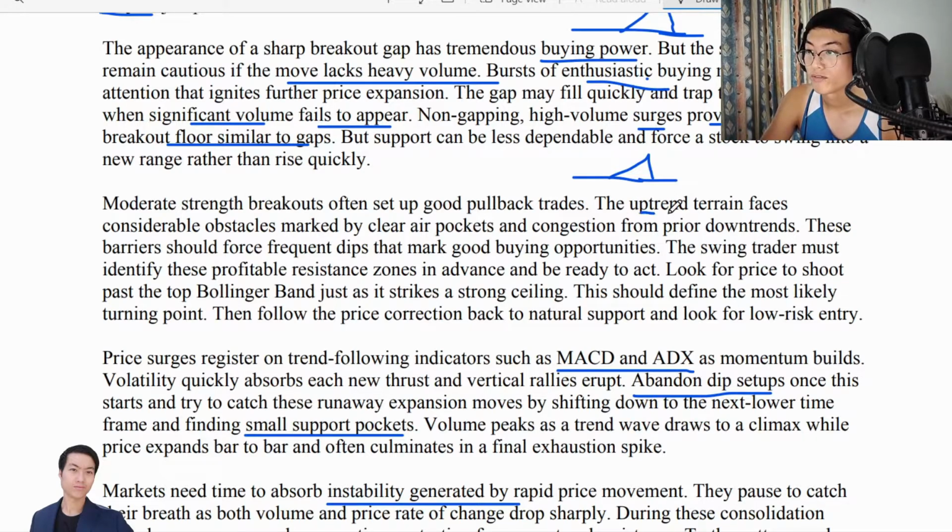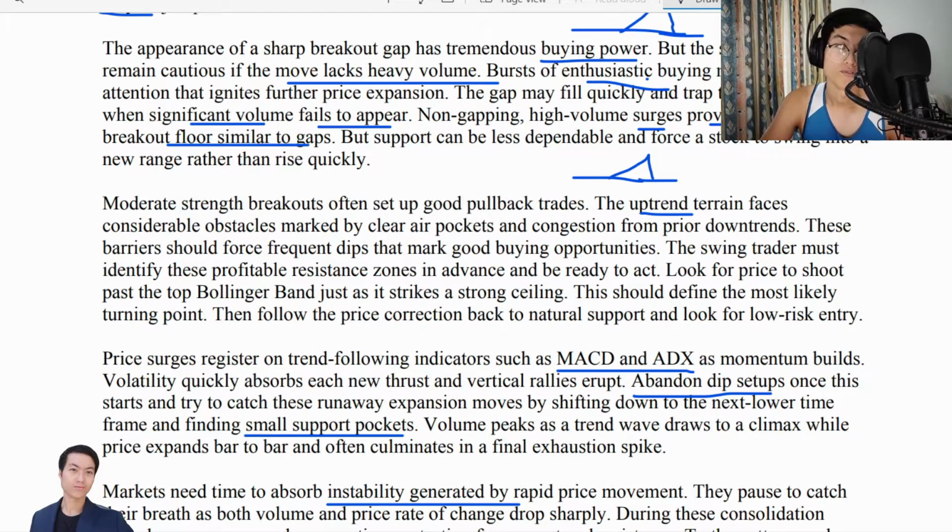Okay, the uptrend remains, but faces considerable obstacles marked by clean air pockets and congestion from the prior downtrends. So again, after it breaks out, there's a lot of resistance. There's going to be a lot of obstacles ahead because there's a lot of bag holders along the way who are trying to dump that company. And I've talked about it in my top 3 swing trade stocks video. So again, if you wish to do that, go check it out.